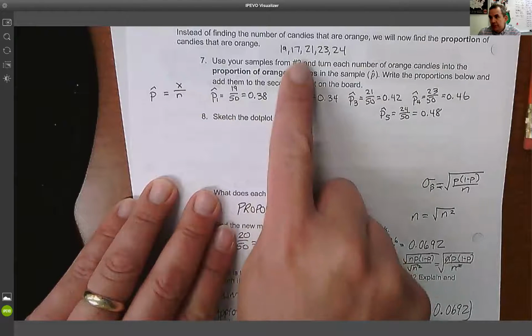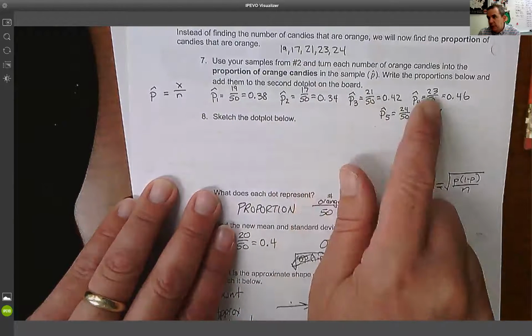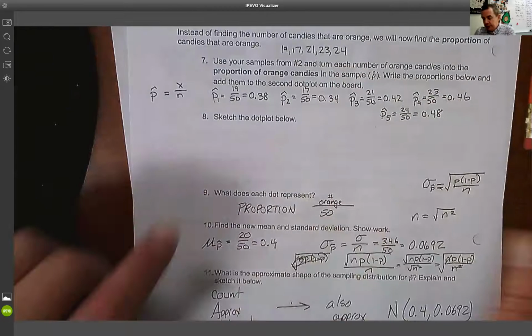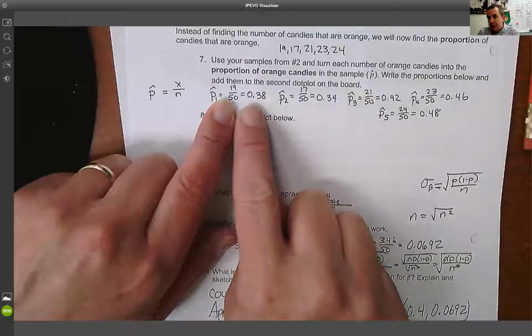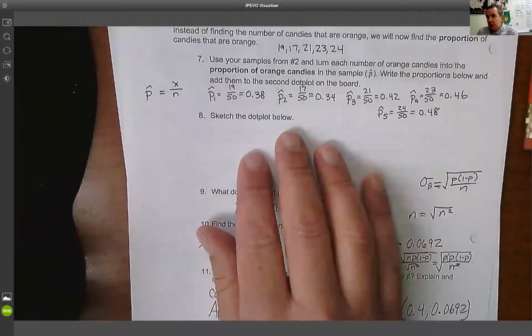The next one is my 17 oranges out of 50, which is 0.34, and all the way through 21 out of 50, which is 0.42, 23 out of 50, which is 0.46, and 24 out of 50, which is 0.48. Now, the big thing I want you to notice is how I put that proportion there, that fraction, to show the decimal. You got to do that. That's how we show work.